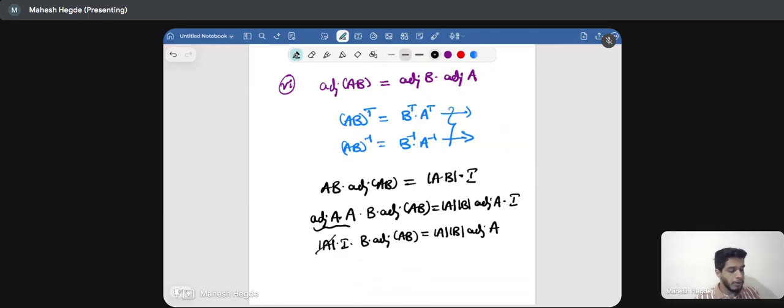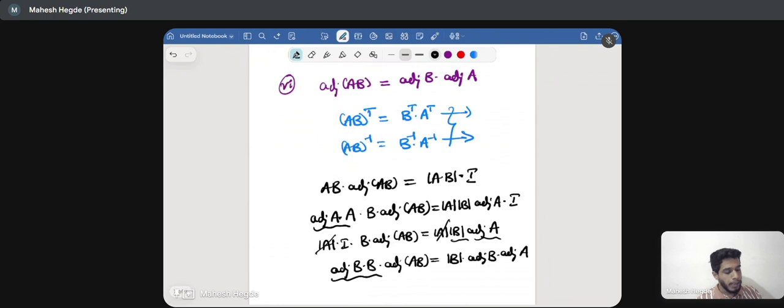Assuming determinant of A is non-zero, we can cancel that out. Remaining terms are B into adjoint of AB is equal to determinant of B into adjoint of A. So again I have to get rid of B to get the required result. So again what I can do is I can pre-multiply with adjoint of B on both sides. So adjoint of B into B matrix into adjoint of AB matrix is equal to determinant of B, which is a constant. We have pre-multiplied with adjoint of B into adjoint of A.